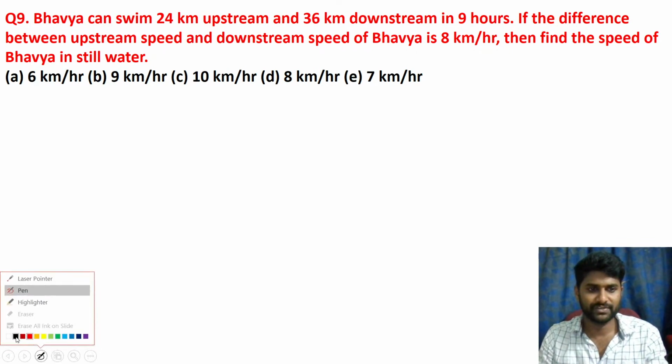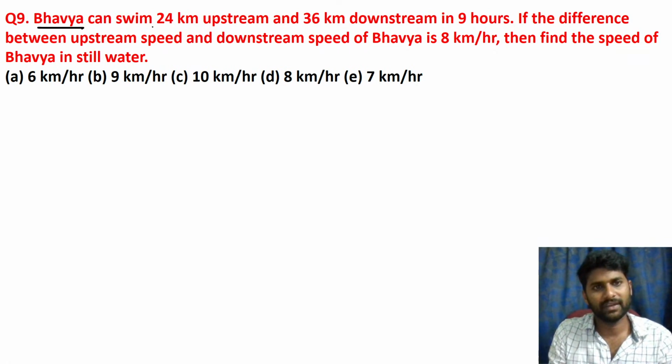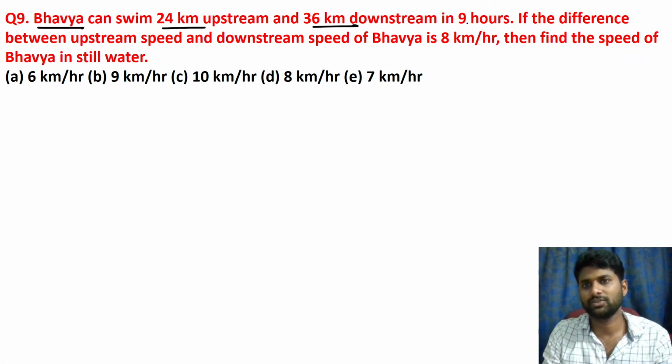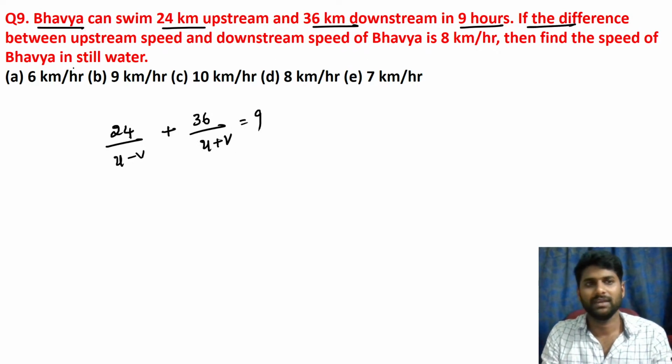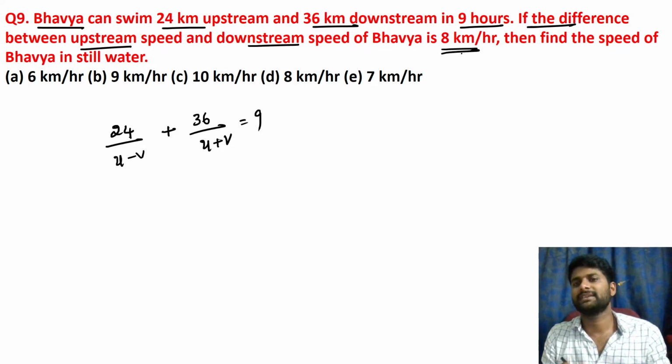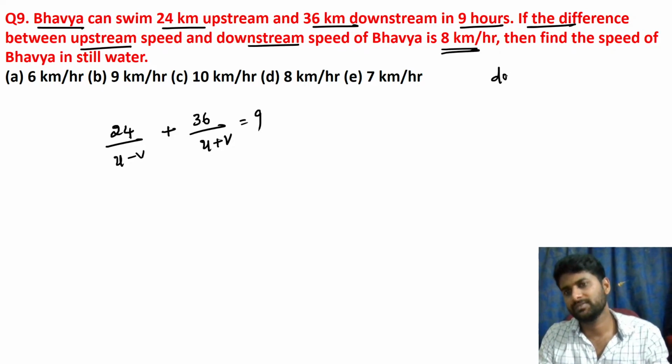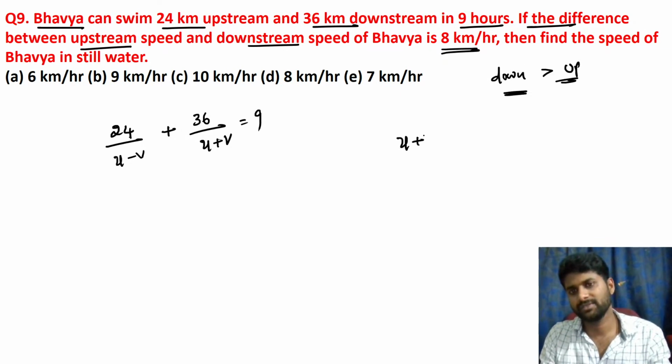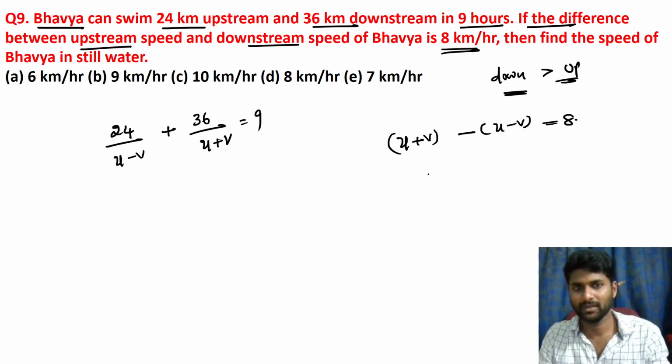Here is the last question in today's video. Bhavya can swim 24 kilometers upstream and 36 kilometers downstream in 9 hours. So 24 kilometers upstream, against the stream, plus 36 kilometers downstream, along the stream. It takes 9 hours. The difference between upstream and downstream speed of Bhavya is 8 kilometer per hour. You already know that downstream speed is always greater than the upstream speed. Downstream is u plus v, minus u minus v. The total value is equal to 8.